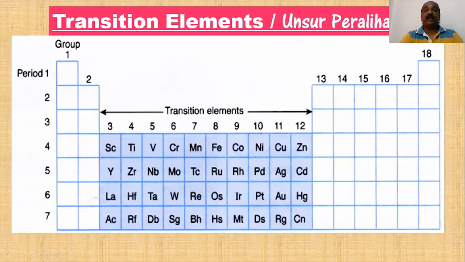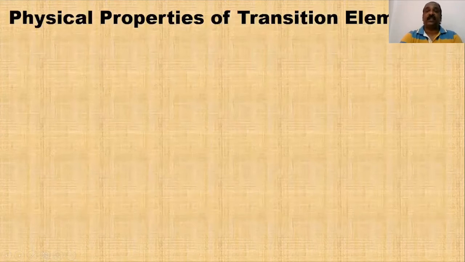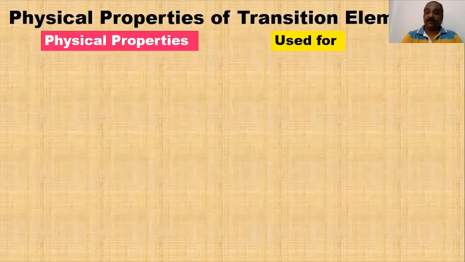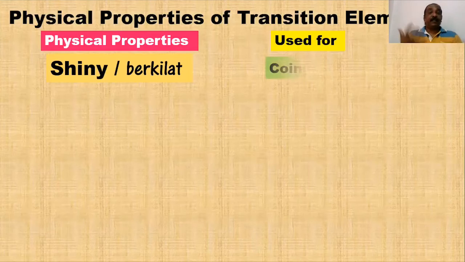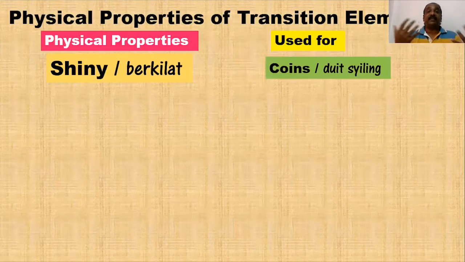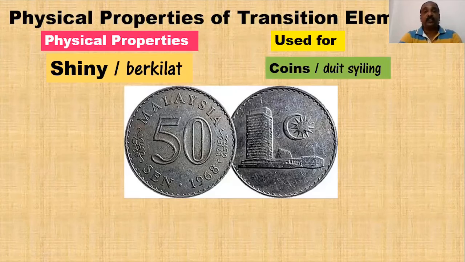Now, physical properties of transition elements here. First, we'll see their physical properties. At the same time, what we can use it for. First, they are shiny because they are metal, so they have a shiny surface. Because of that, we can use what we call this transition metal to make coins. So the coins, new coins are very shiny because of the transition elements here.